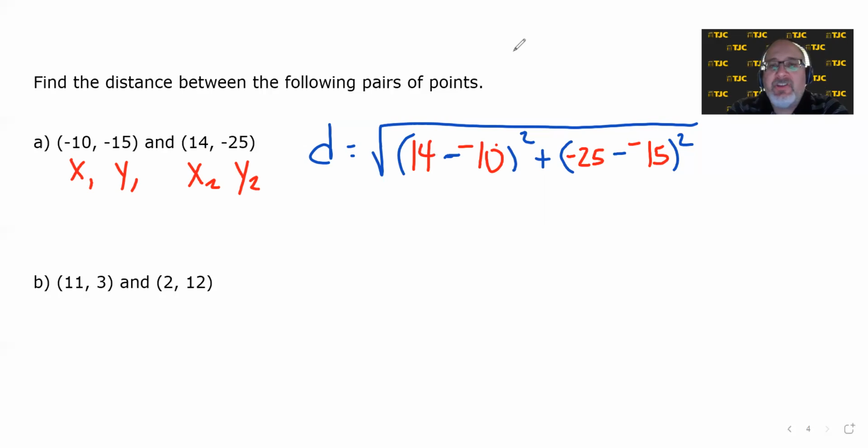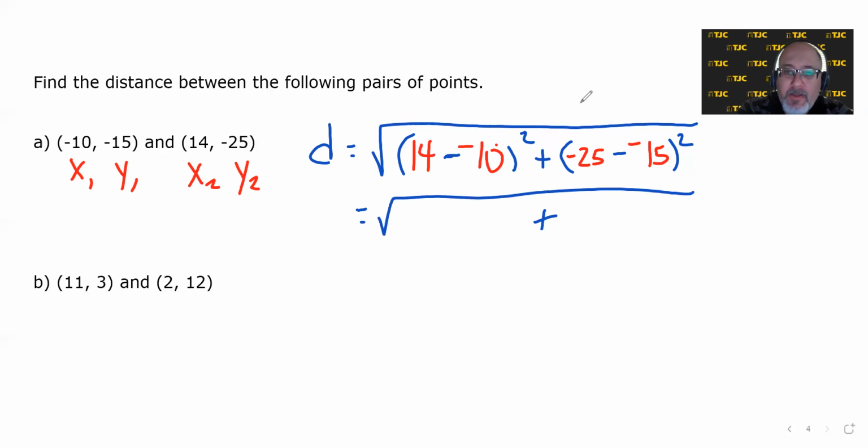Once you get the distance formula set up, then you just go inside out. You start with the parentheses, then square, then add, then square root. All right, so let's take it one step at a time. If we do the subtraction problems and leave everything else alone, what is the answer to the first subtraction problem? 14 minus negative 10. Well, the double negative makes it a plus, so it actually ends up being 14 plus 10, which is 24.